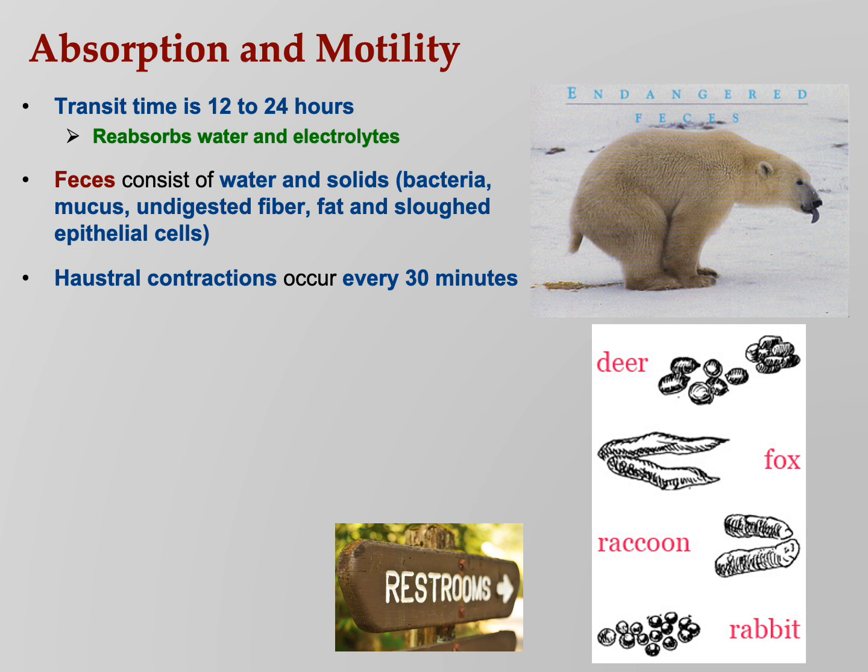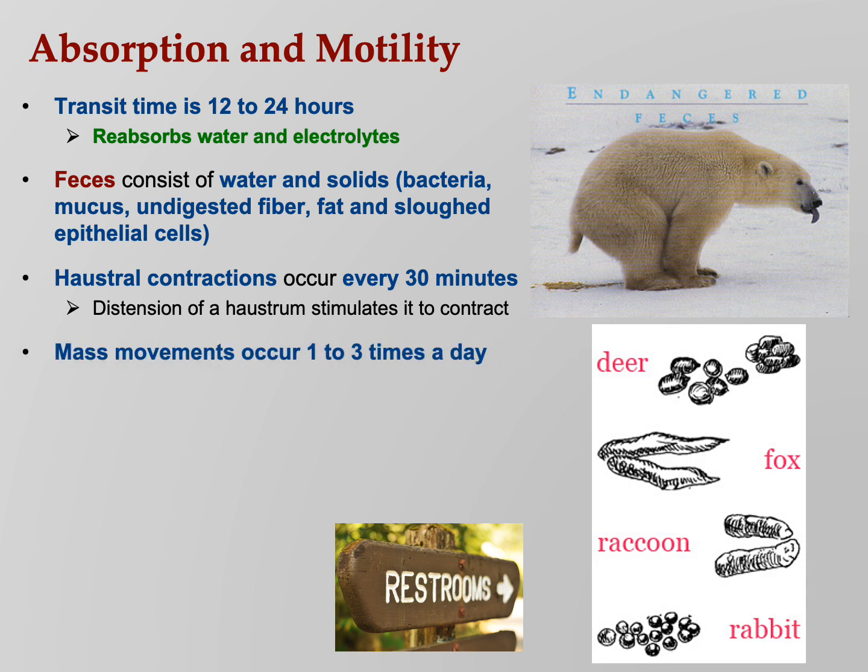Postural contractions occur every 30 minutes. Those little pouches, the haustra of the teniae coli, peristalsis, every 30 minutes you get that contraction. Distension of a haustrum stimulates it to contract, so kind of a negative feedback there. If you stretch it, it responds by trying to contract.